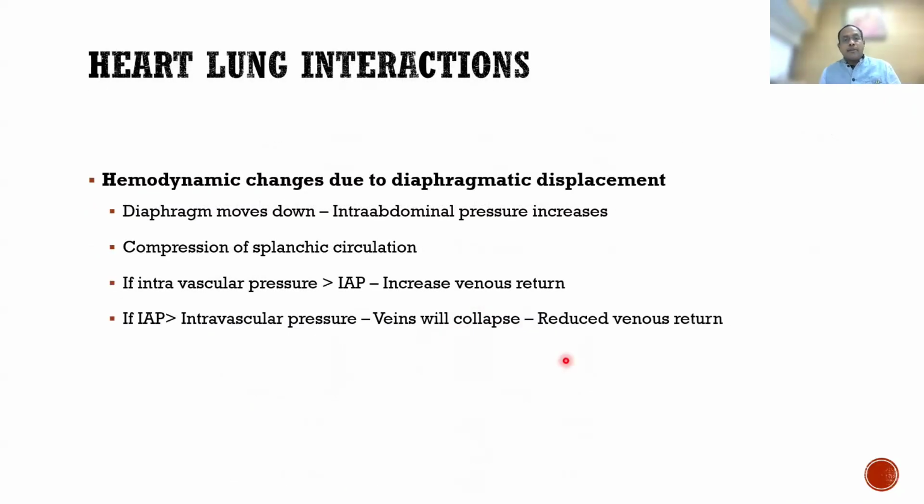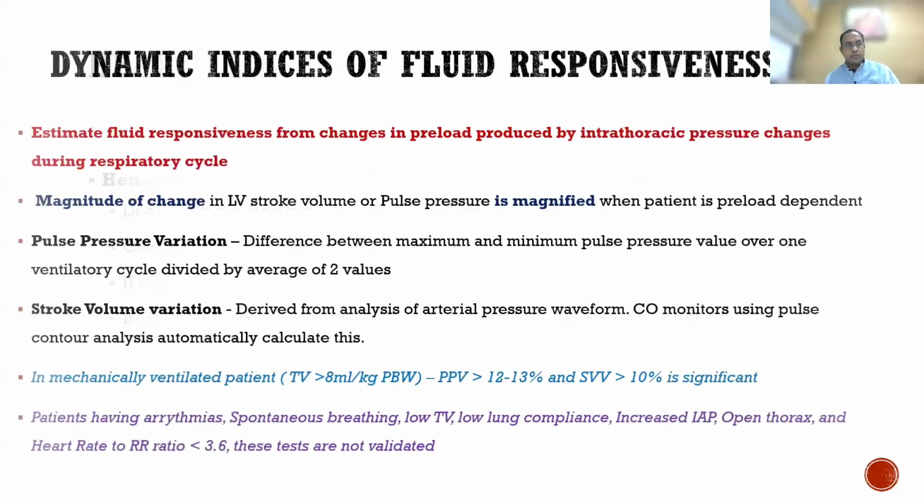So what about the diaphragmatic displacements? We already discussed. As we inspire, the abdominal pressure increases. There is a compression of the splanchnic circulation. If the intravascular pressure in the system is more than the intra-abdominal pressure, the venous return will increase. But if the patient has intra-abdominal hypertension or abdominal compartment syndrome, and the intra-abdominal pressure is higher than the intravascular pressure, then the veins will collapse and it will reduce the venous return in a patient on positive pressure ventilation during inspiration. So this also you have to remember.